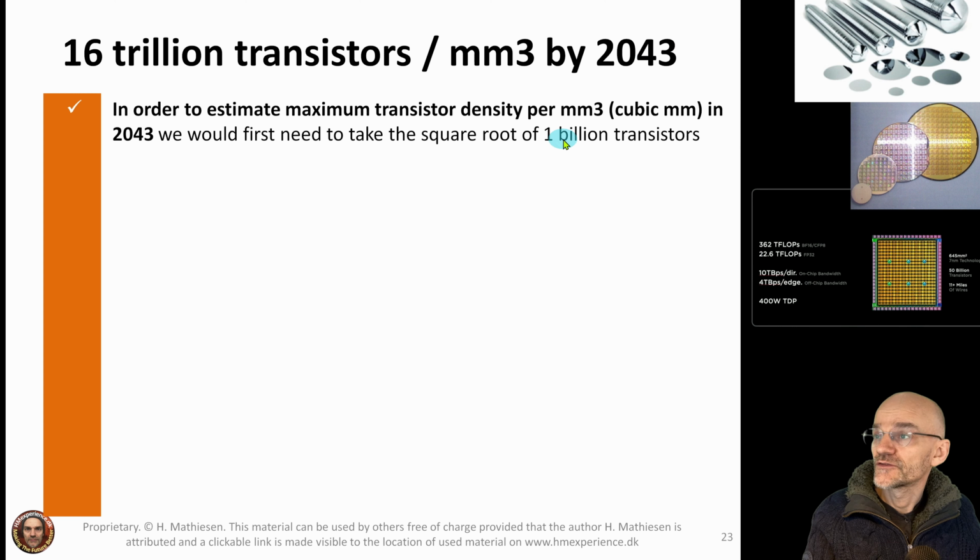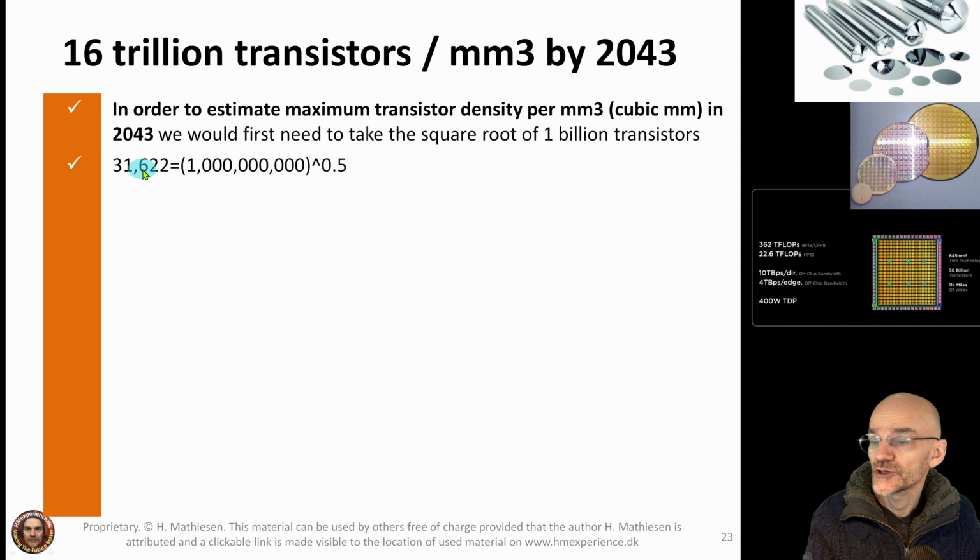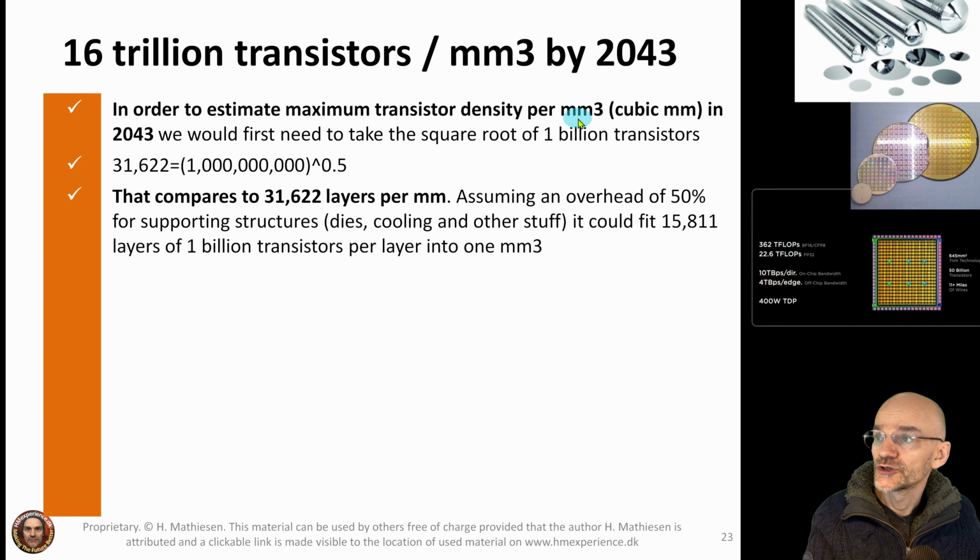2043 or 41. The way I proceed here is that we know that Moore's law will max out with about 1 billion transistors per square millimeter, and that was in 2031, 32. So let's take the square root of 1 billion transistors on 1 square millimeter. That'll give us 31,600. So we multiply that with itself, we get back to 1 billion. So that will give us 31,600 layers of transistors that we could potentially fit into a cubic millimeter.